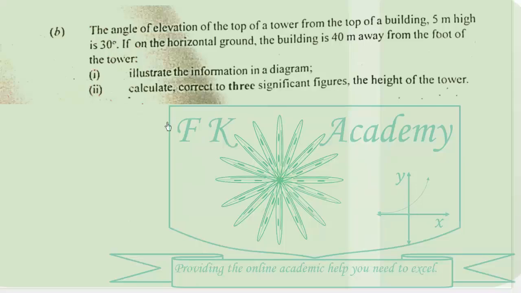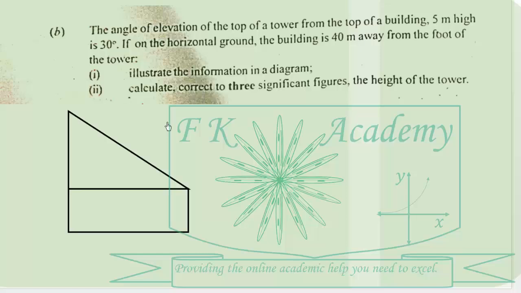The B part of question number 7. The angle of elevation of the top of a tower from the top of a building 5 meters high is 30 degrees. If on the horizontal ground, the building is 40 meters away from the foot of the tower, illustrate the information in a diagram. Calculate correct to 3 significant figures the height of the tower.